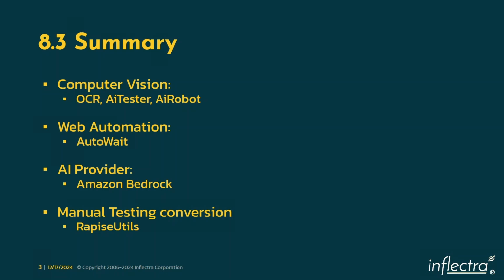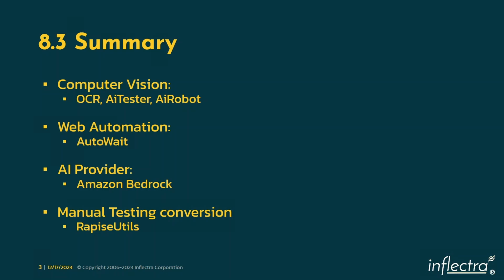Here is a quick summary of key features in Rapise 8.3. Computer vision: we introduced powerful capabilities like OCR, AiTester, and AiRobot to enhance visual recognition and automate complex visual tasks. Web automation: the new AutoWait feature makes your test execution smoother and more reliable by ensuring that web elements are ready before interacting with them. AI provider added: Amazon Bedrock, enabling seamless integration with advanced generative AI models, including AWS Nova and Anthropic Claude.